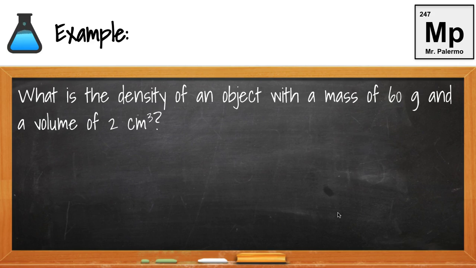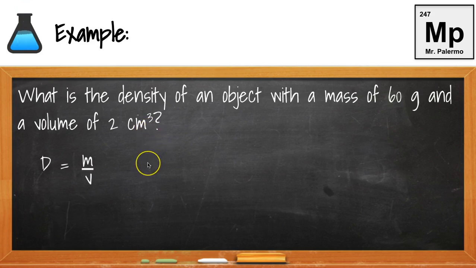All right, so what is the density of an object with a mass of 60 grams and a volume of 2 centimeters cubed? So if you're given a problem, first thing you have to do is figure out which formula you are using. In this case, it's pretty simple. They say density. But if it didn't say that, if you were lost, look at the units. We have grams, which is mass, and we have volume, which is centimeters cubed. So if you go on your reference table, table T, find a formula that has mass and volume in it, and you'll see it's the density formula.